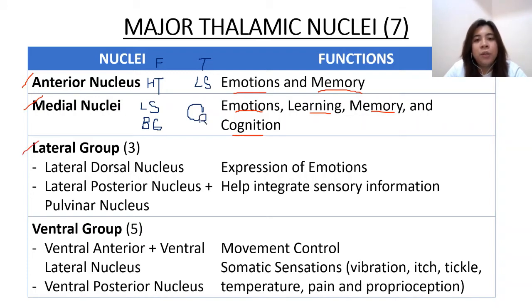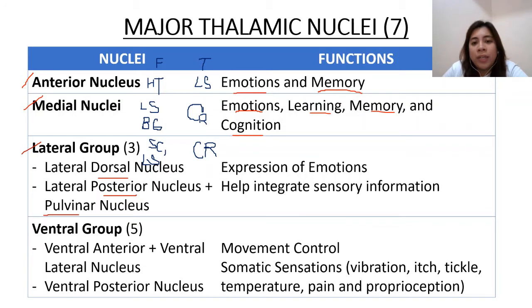Next, you have your lateral group. The lateral group is composed of your lateral dorsal nucleus, lateral posterior nucleus, and your pulvinar nucleus. This takes in signals or input coming from your superior colliculi and from your limbic system, and it sends it again towards your cerebrum.